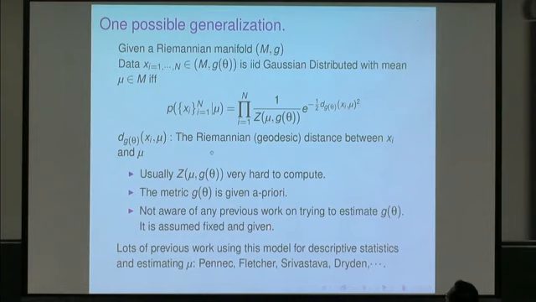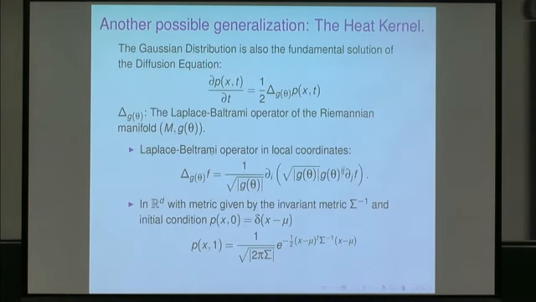So I assume the mean is fixed, and there's a lot of work in estimating the mean. Xavier Pennec, Fletcher, Srivastava, Ian Dryden, and others have used this kind of a model to do the estimation. But there's another model to generalize the notion of Gaussian on a manifold, and that comes from the heat kernel.